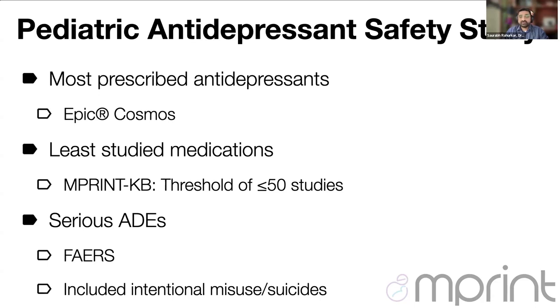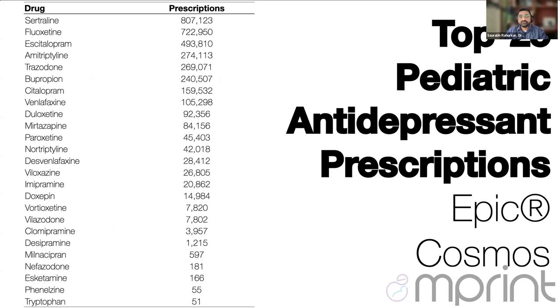The target trial framework helps us evaluate real world drug safety where clinical trials or randomized controlled trials would kind of fall short. So these are the 25 most prescribed antidepressants in pediatric populations. And I want to bring your attention to number 5 here, trazodone, which has over 250,000 prescriptions, just a little less than the next most prescribed antidepressant, which is amitriptyline.